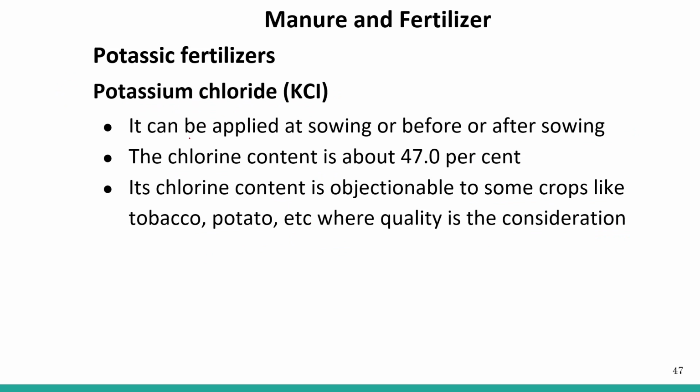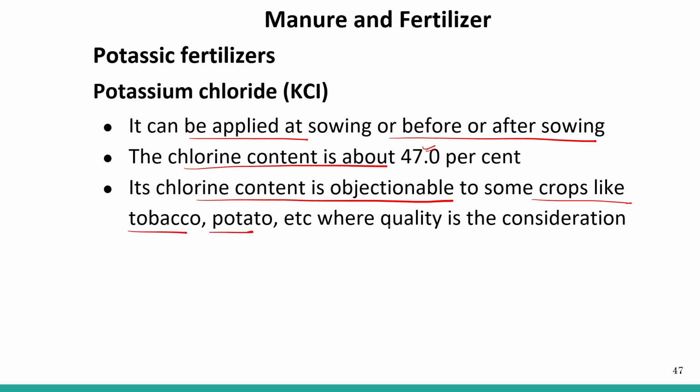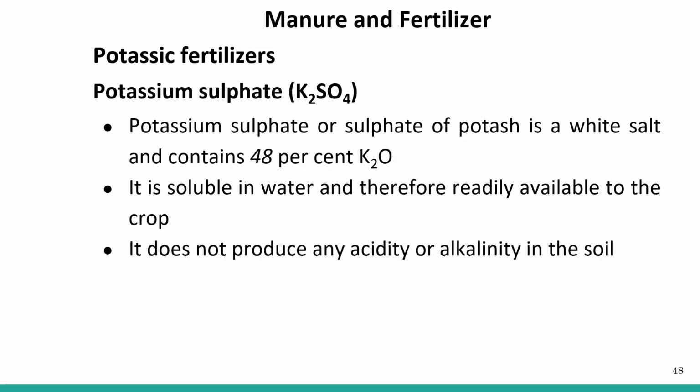Potassium chloride can be applied at sowing or after sowing. The chlorine content is about 47%. Its chlorine content is objectionable to some crops like tobacco, potato, etc., where quality is a consideration. So it has a large quantity of chlorine, and for tobacco, potato and tomato plants we do not apply this type of fertilizer.